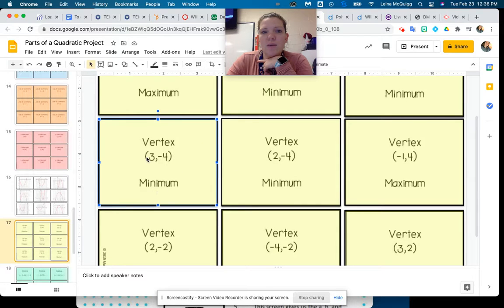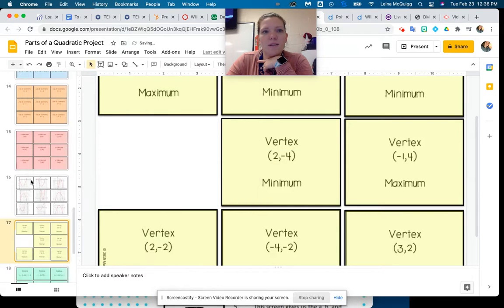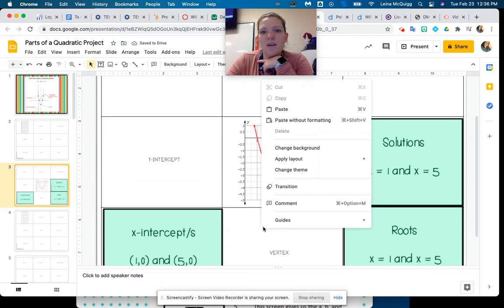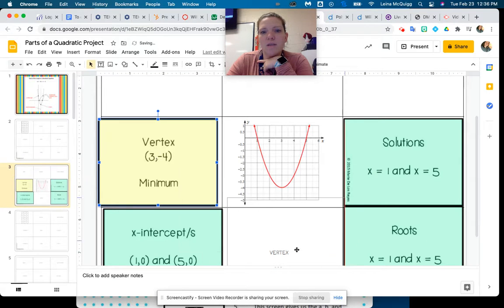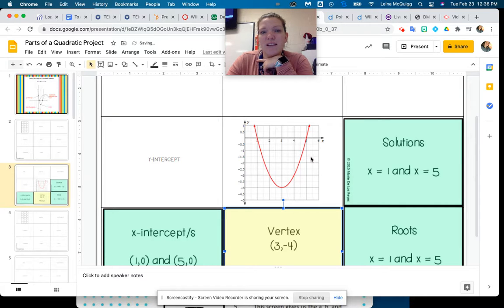And it says minimum. I'm going to cut it. I'm going to come back up to the top. I'm going to paste it. I'm going to make sure it's on vertex. Okay.